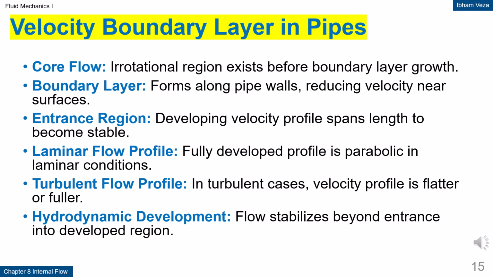Velocity boundary layer in pipes. The nearly irrotational core flow exists only in the initial region, before the boundary layer fully develops. The boundary layer forms along the wall and reduces the velocity near the surface. In the entrance region, the velocity profile continues to change until it becomes stable. For laminar flow, the fully developed profile is parabolic. For turbulent flow, the profile is flatter or fuller near the center.